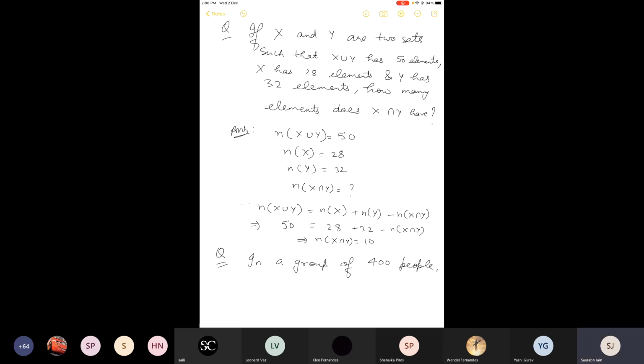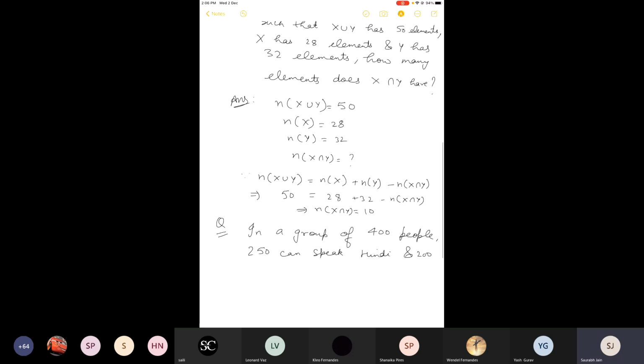In a group of 400 people, let us take a word problem on this. 250 can speak Hindi and 200 can speak English. How many people can speak both Hindi and English? 50. Just can speak both, 50. Hindi and English. Yeah, the question is based on this result only.